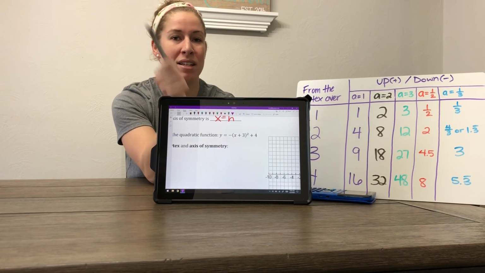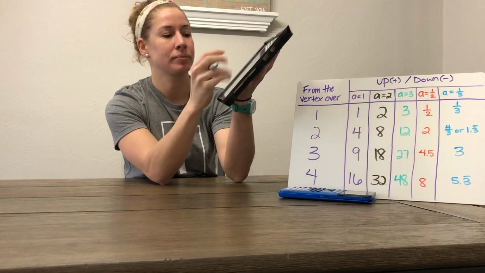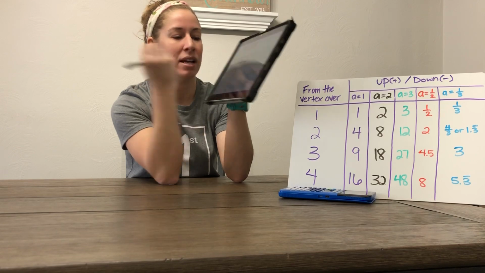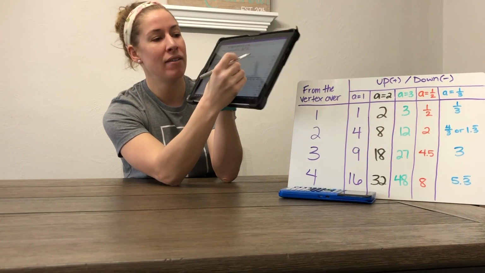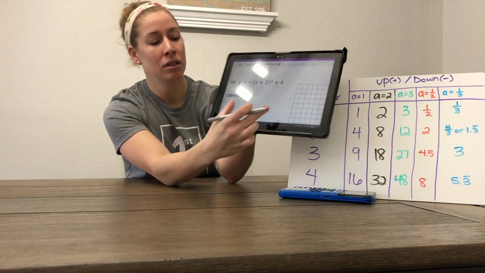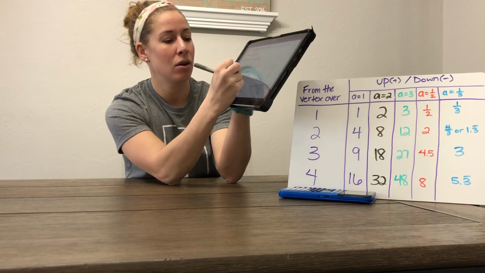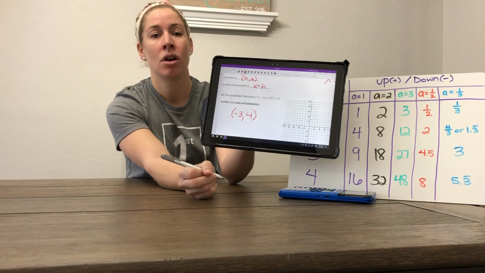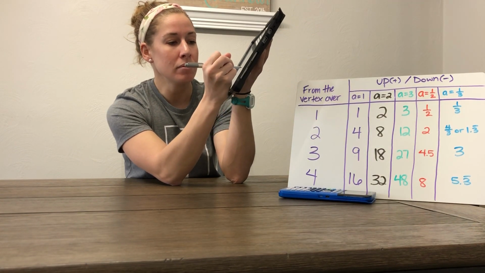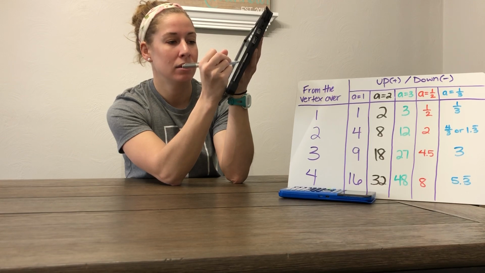The h value is negative 3, and so that is the x value of your vertex. The k value is that positive 4, and so that is the y value of your vertex. So your vertex is the point negative 3, 4. And so then you can plot that.